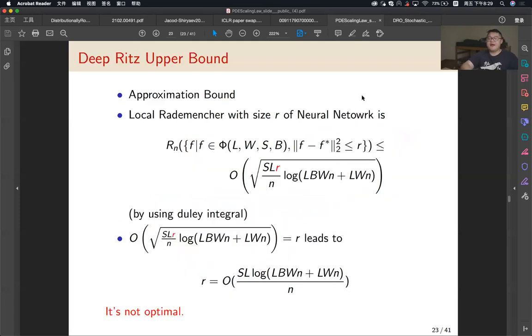Okay, so let's go back to our problem. If I want to use a neural network's local Rademacher complexity to give you the bound, let me directly use the Rademacher complexity here. Because you are in the H1 norm, you can relax here to the L2 norm. You can use the local Rademacher complexity bound built before. Once you use this bound, I will tell you that the constant here is actually the number of your weights. And finally, you will get a bound like this.